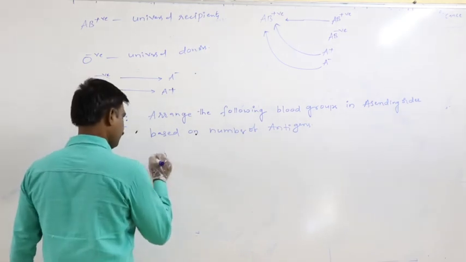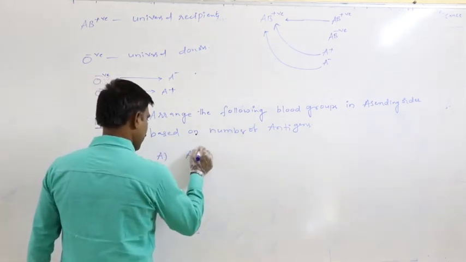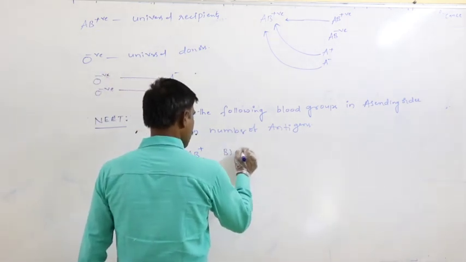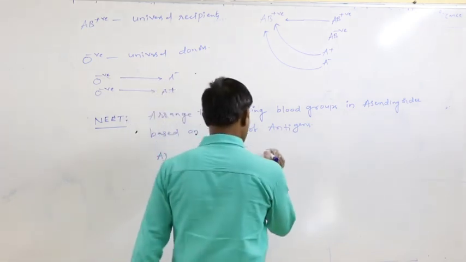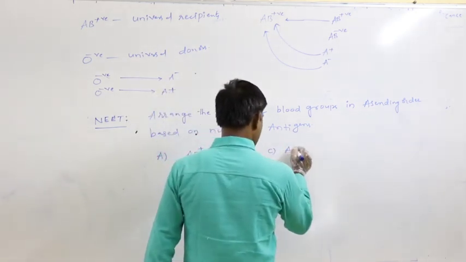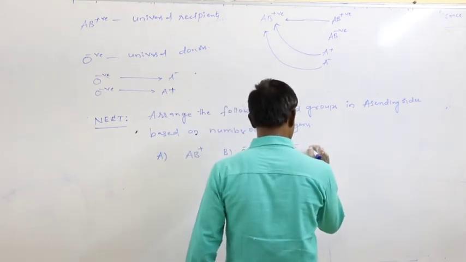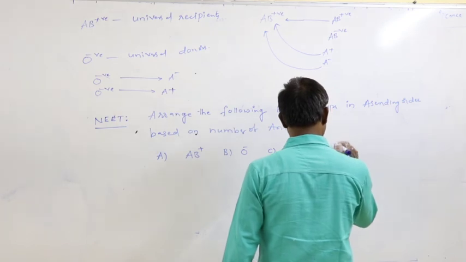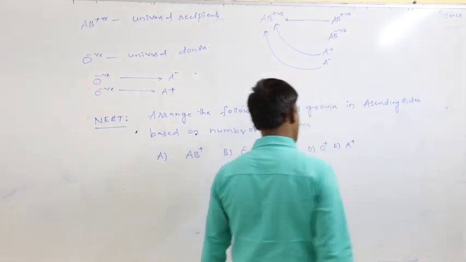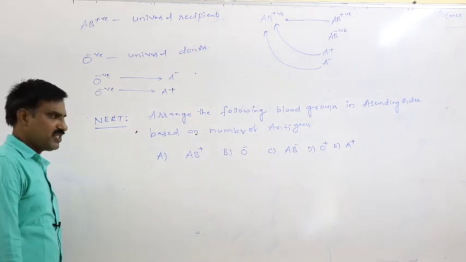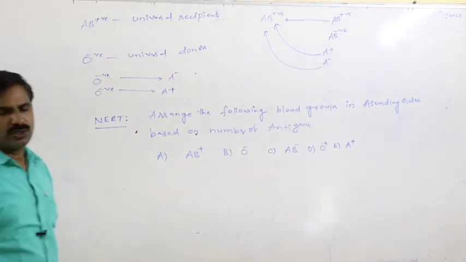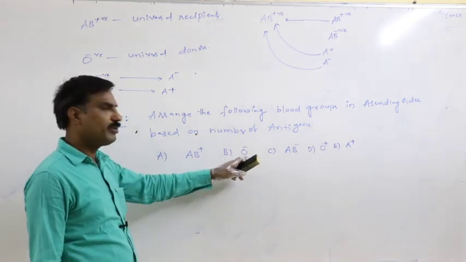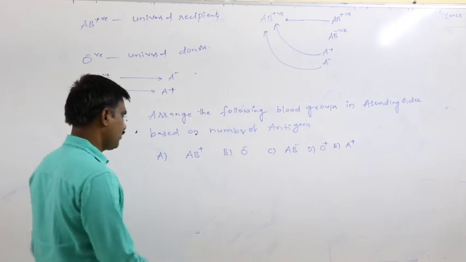First, A, AB positive; B, O negative; C, AB negative; D, O positive; E, A positive. So at first we have to calculate the total number of antigens present in the AB positive blood group person, the total number of antigens in the O blood group person, like that.